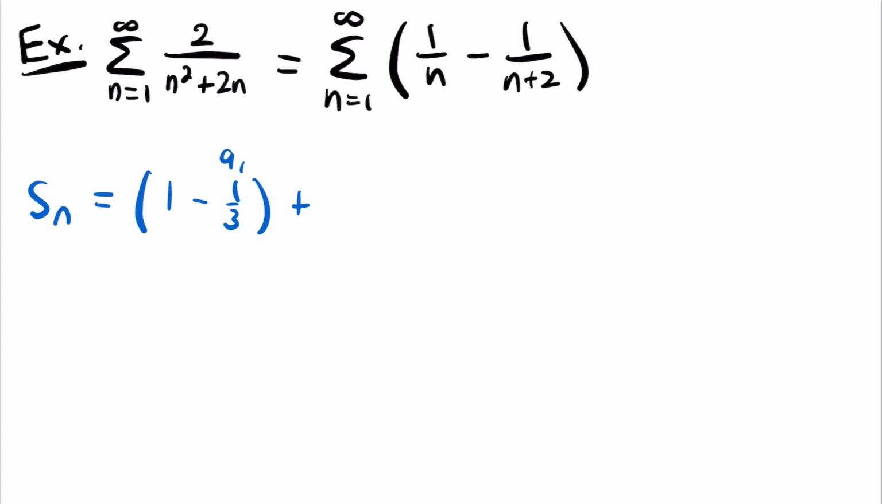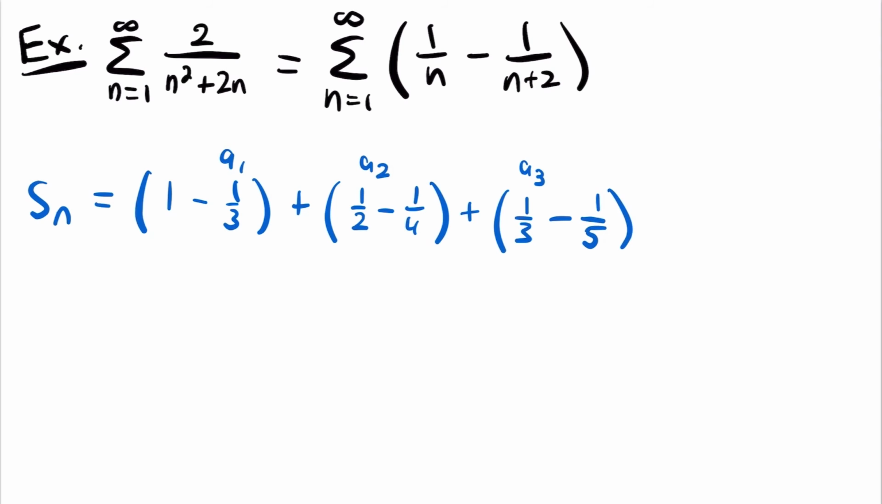Then we'll add that to a sub 2 when n is equal to 2. So we have 1 divided by 2, which is 1/2, and then we will subtract 1 divided by 2 plus 2, which is 4, so we have 1/4. Then we'll add that to a sub 3. And so when n is equal to 3, we have 1 divided by 3, which is 1/3. And then we will subtract 1 divided by 3 plus 2, which is 5. So we have 1/5.